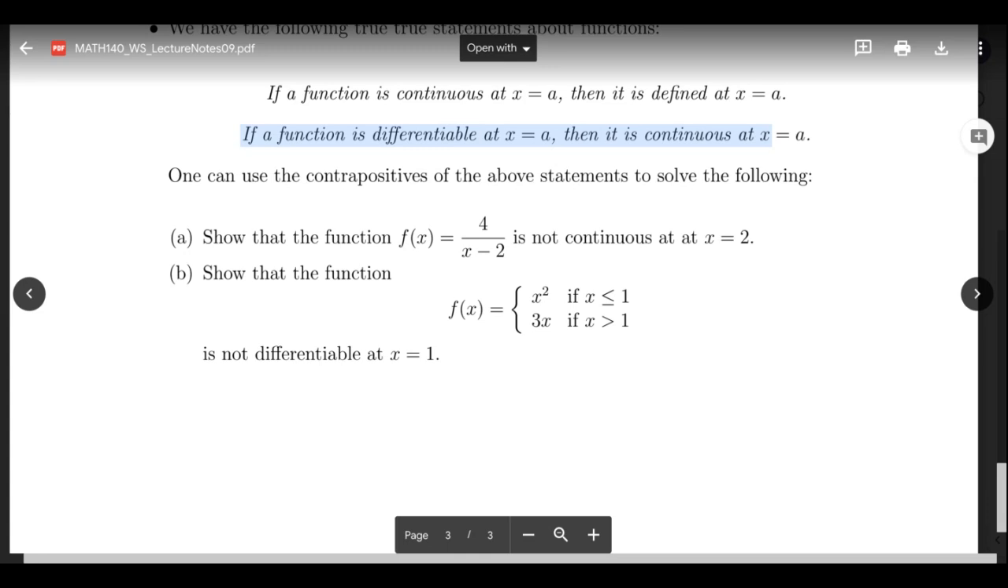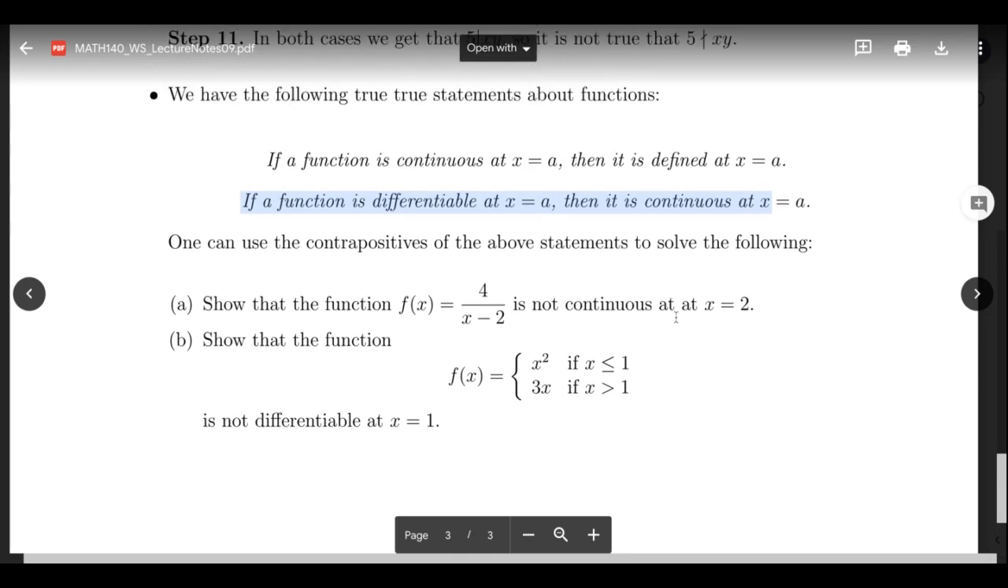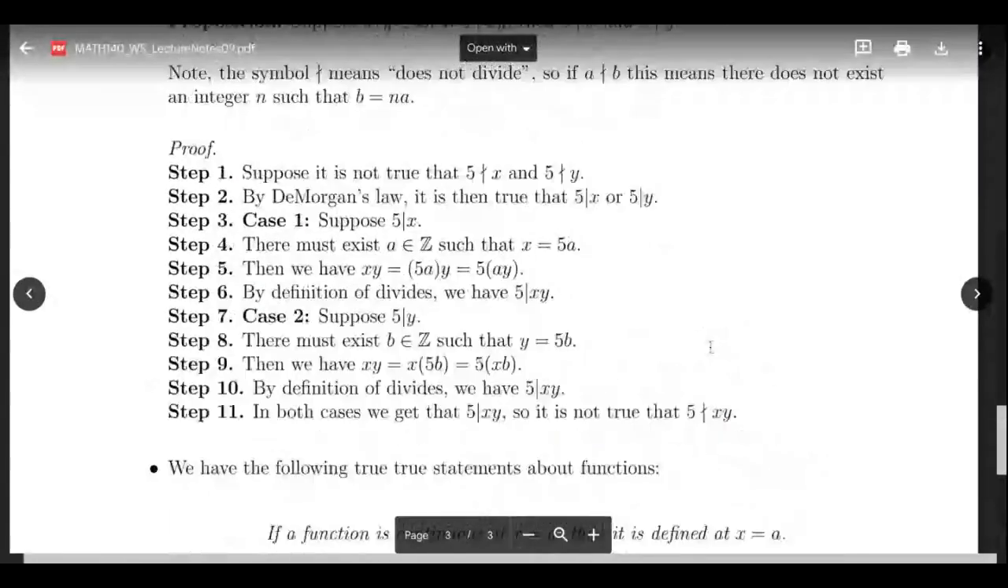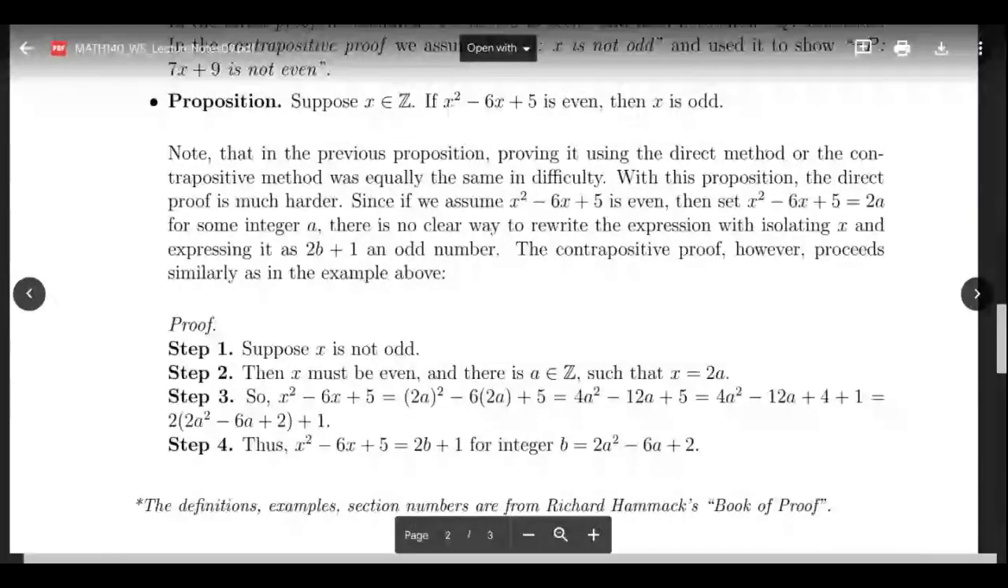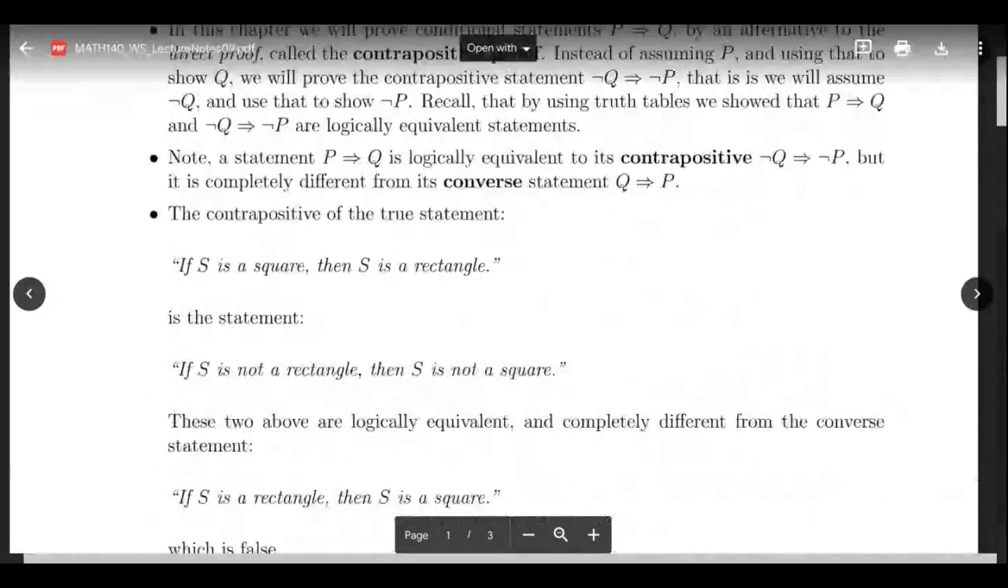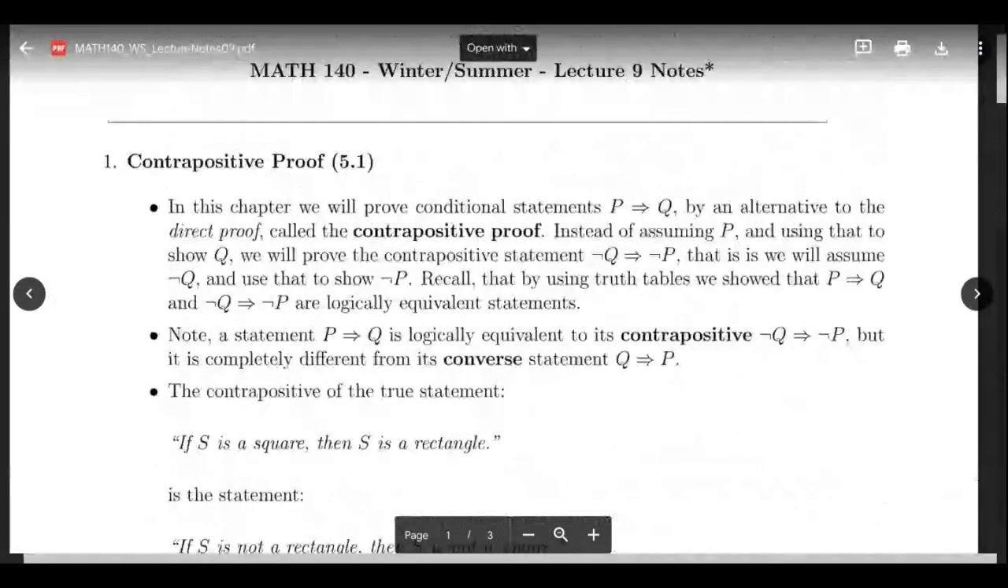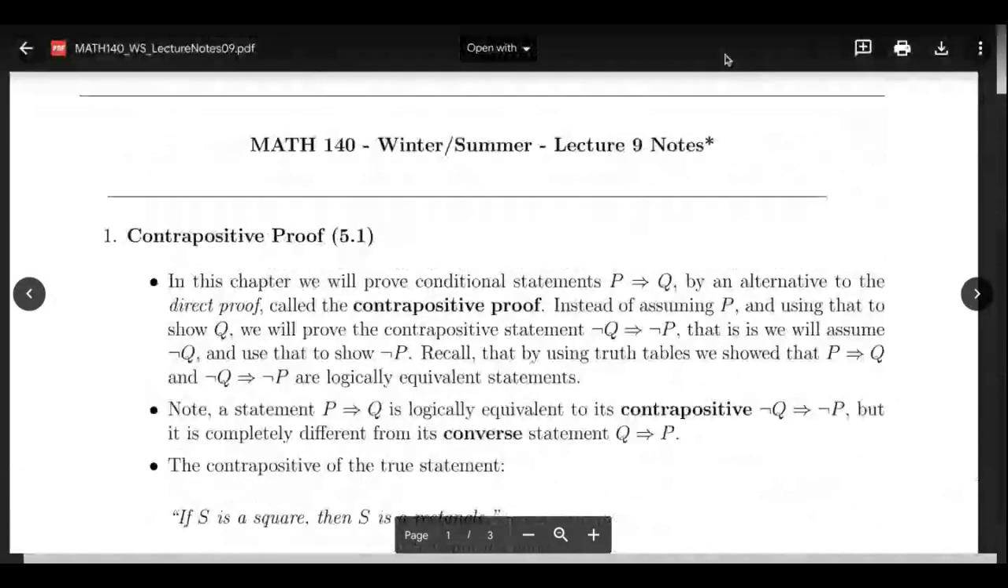Okay, any other questions? You're welcome. Any other questions? So basically, we use contrapositive. This is how we use contrapositive in statements. If no questions, let's go to the lecture worksheet.